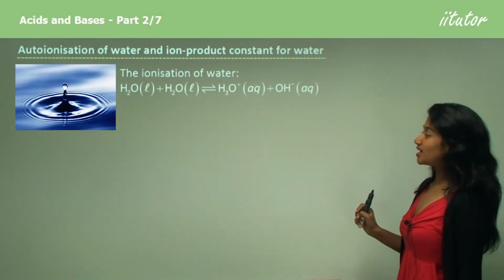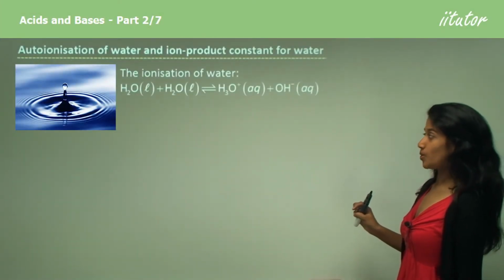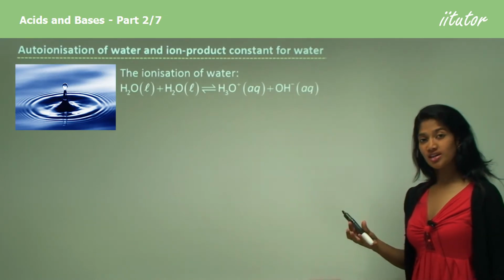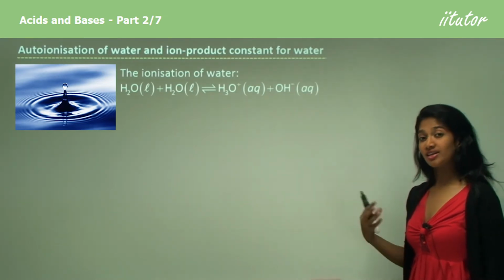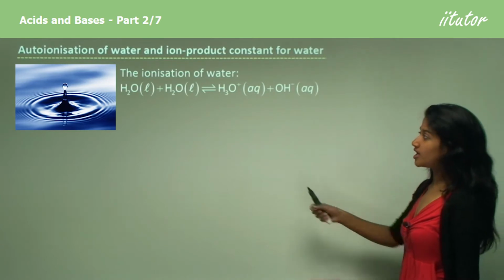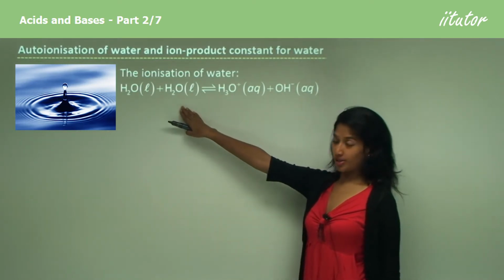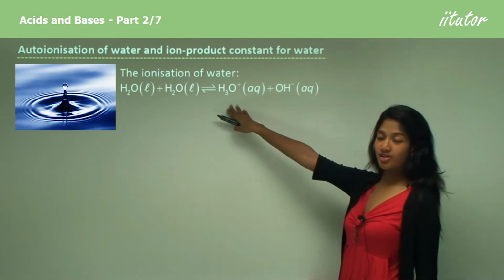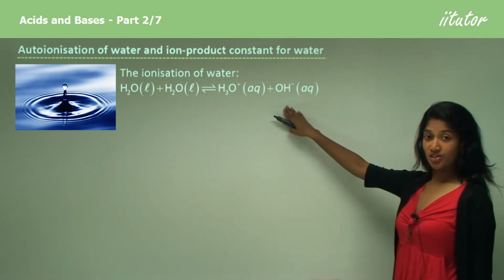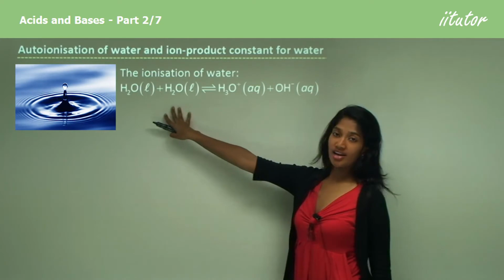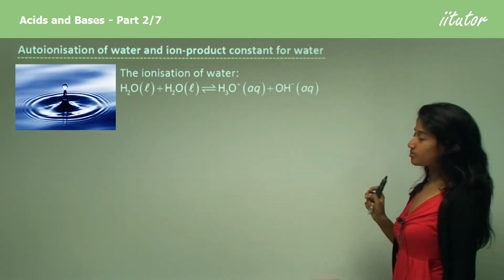Autoionization of water and ion product constant for water. Now, water is autoionized, so it automatically ionizes itself. So we have a water molecule here ionizing with another water molecule. It produces a hydronium ion and a hydroxide ion, and this is the ionization of water.